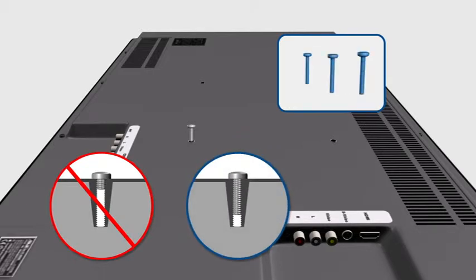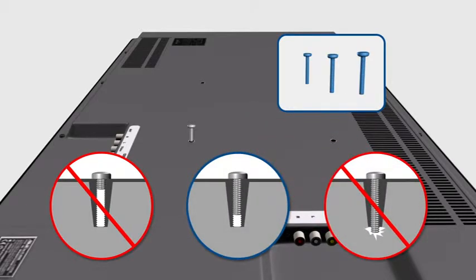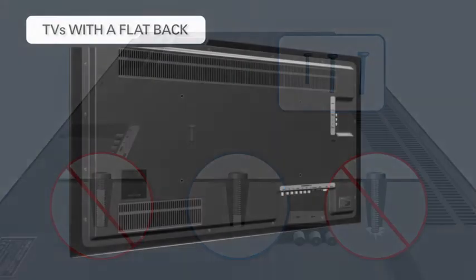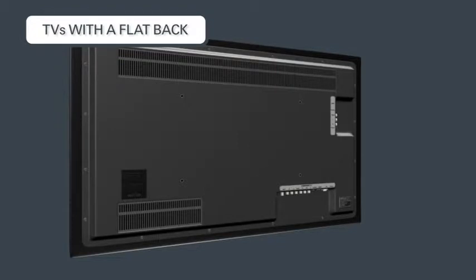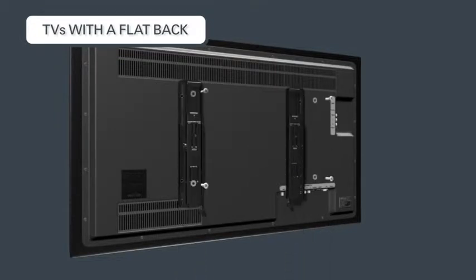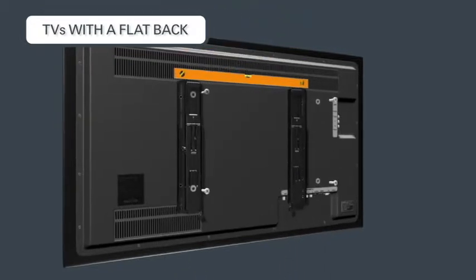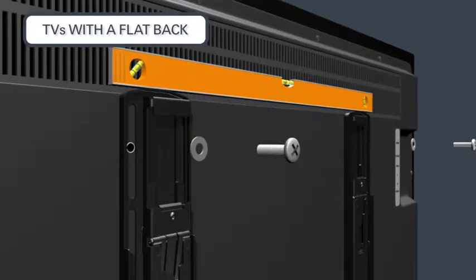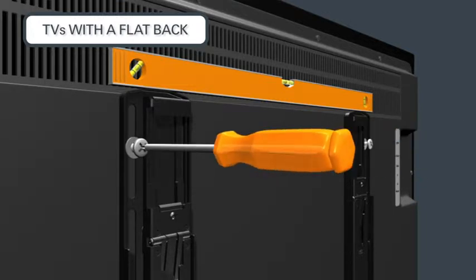The long screws should only be used with spacers, or they could crack the TV case or damage your TV's internal components. If your TV has a flat back, position the TV brackets on the back of the TV and ensure they are level. Thread the short bolt through the appropriate flat washer, followed by the TV bracket, and finally into the TV. Tighten the bolt with a Phillips screwdriver.